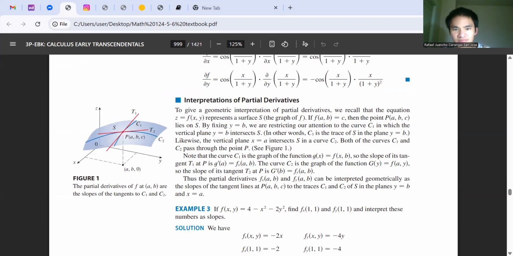So let me just read what the textbook is saying. To give a geometric interpretation of partial derivatives, we recall that the equation z equals f of x, y represents a surface, right? So here we say that my function of two variables with the output z doesn't represent a plane curve like how y equals f of x does, but instead it represents a surface. Let's just call it S. So it represents some surface, a quadric surface to be specific. And that's the graph of f, right?